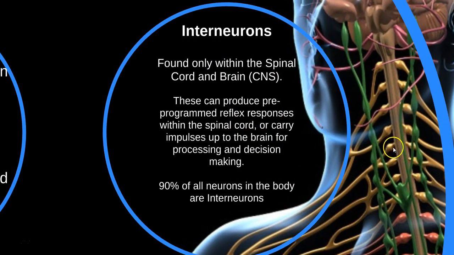The interneurons are found only within the spinal cord and brain, and the thing that sets them apart from the sensory neurons and the other neurons in the body is that they can make decisions. So these guys can assimilate information and effectively come up with responses. And those responses could be voluntary and well thought out. They could be impulsive. They could be reflex, or they could be internal processes that your higher brain's not even aware of that they're going on. 90% of all neurons in the body are interneurons, the vast majority, and most of them are found within the brain.